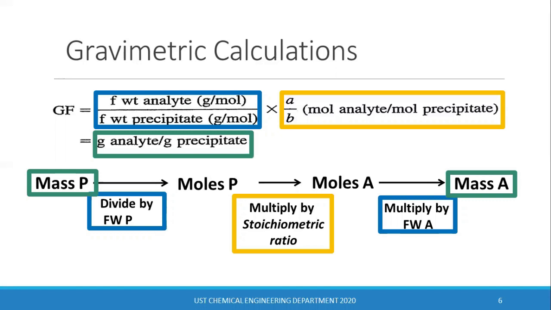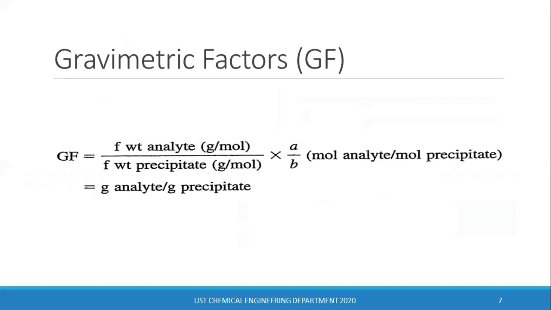Lastly, the gravimetric factor is also equal to the ratio of the mass of the analyte and the precipitate. In stoichiometric calculations, they are usually the unknown and the given mass. For this lecture, we will still use stoichiometry but in the form of gravimetric factor. We only need to remember this simple equation.